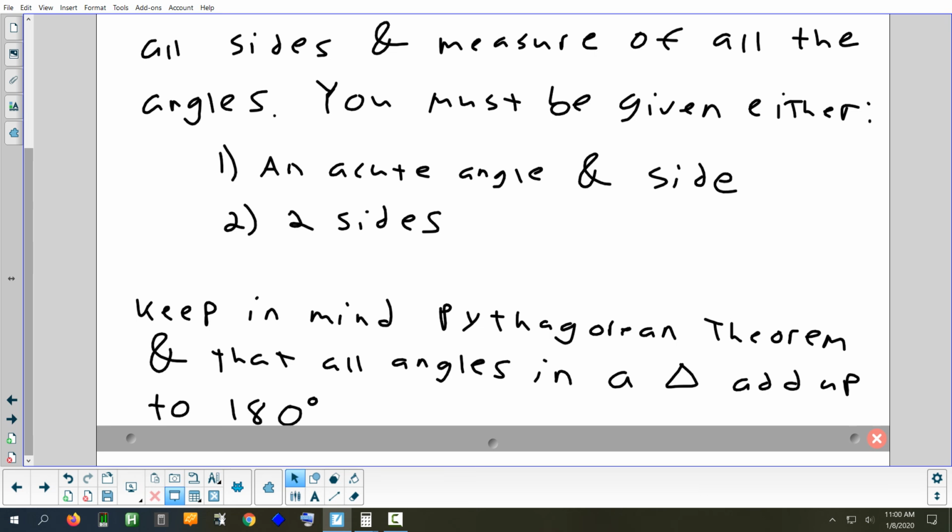So, a couple of things you want to keep in mind when you're solving a right triangle. Pythagorean Theorem can be helpful, something we can use. I'll caution you about using it sometimes, and you'll see why. And the fact that all the angles in a triangle add up to 180. We can also use that to help us.